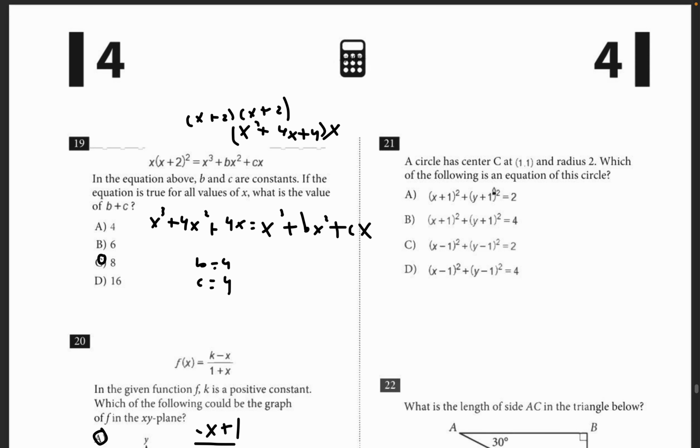21. A circle has a center C at 1, 1 and radius 2. Which of the following is the equation? So we have a center. We have x minus 1, we have to do the opposites, squared plus y minus 1 squared is equal to the radius squared. The radius is 2, so 2 squared is 4. D.